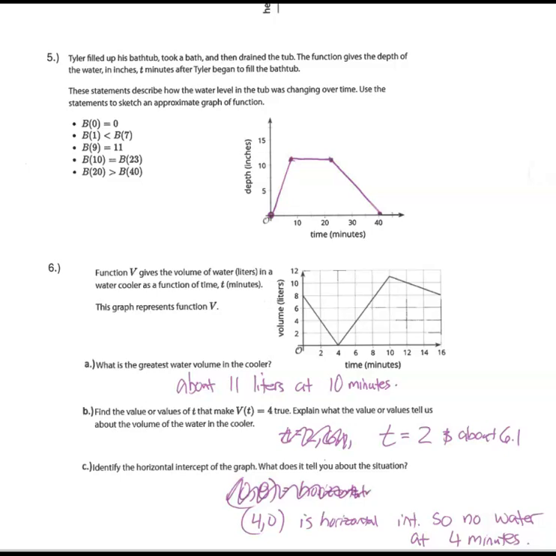The next one says find the value or values of t such that V of t equals 4. The output is 4. The only time an output is 4 on this is at 2 and at like 6.1. So t of 2 and 6.1 would be V of 2 and V of 6.1 would give you that 4 of an output. Last one, identify the horizontal intercepts of the graph. What does this tell you about the situation? The horizontal intercept would be at 4, 0. That is saying at 4 minutes, there is no water in there. Hopefully that made sense.